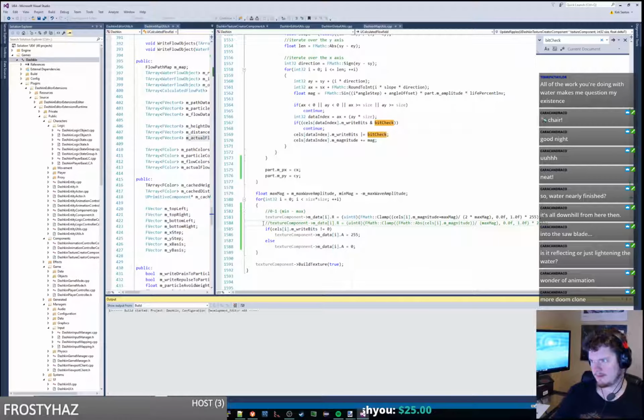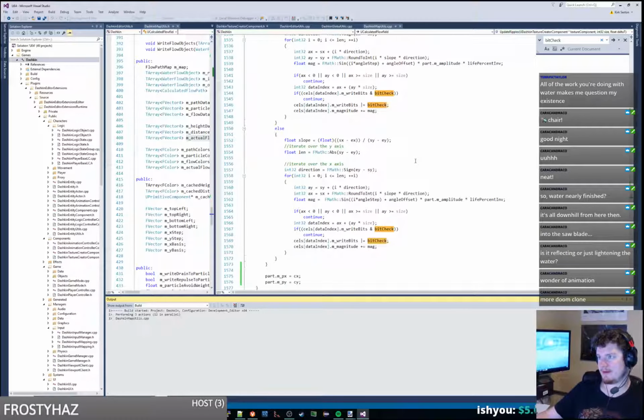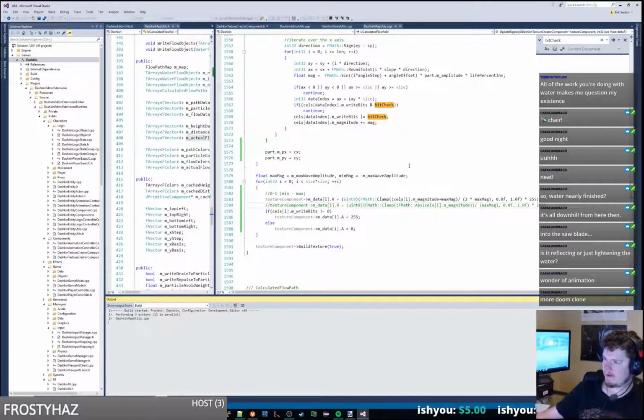Well, let's see what I have to do it. I mean, I could write half the pixels. I could just write the positive ones and not write the negative ones. That's something I could do, but we're losing half of our wave.